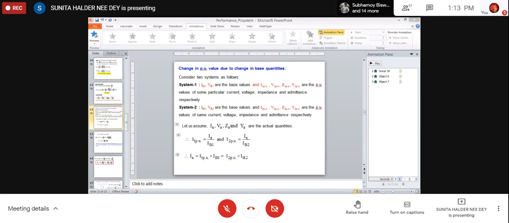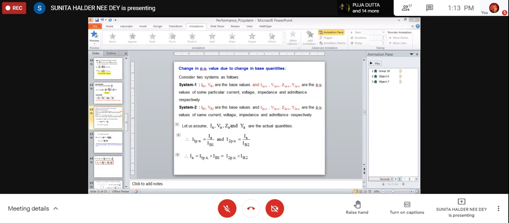Then say the current per unit value is I1 per unit, the voltage is V1 per unit, where 1 represents the base quantities IB1 and VB1. Similarly, impedance Z1 per unit, admittance Y1 per unit. Now let us assume that due to some reason we want to change the base only. That means the new base is IB2 and VB2. So system 2 means base system 2, not power system 2.